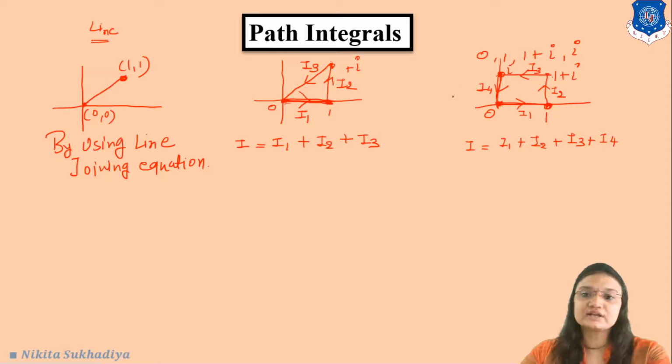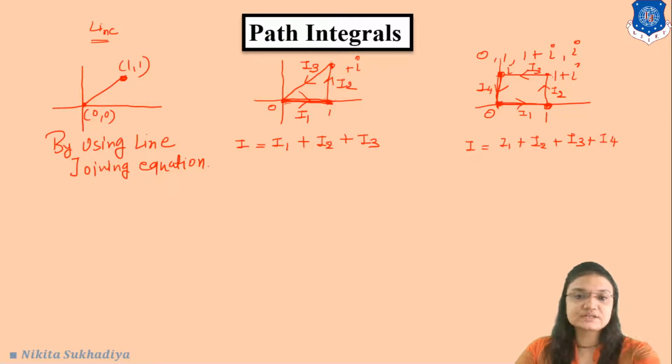That's why I am using path numbers 1, 2, 3, 4 here, solving I1, I2, I3 and so on. In line integration there is only one line, but in this type of integration we have to solve each part, and by adding them we get our final integration.